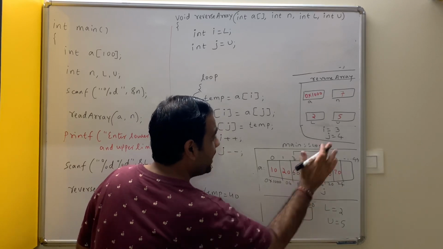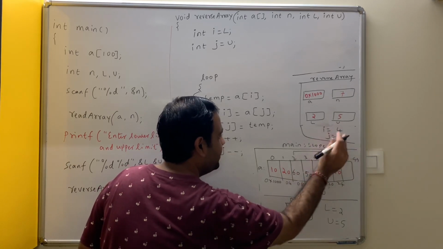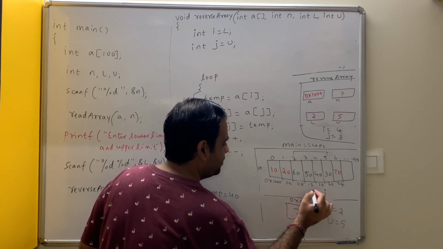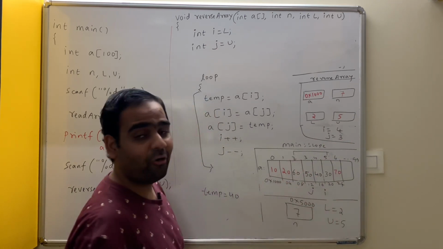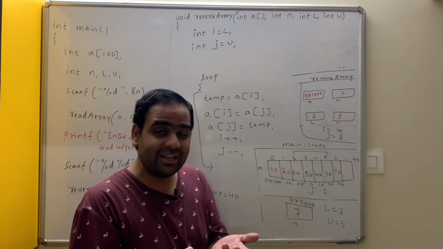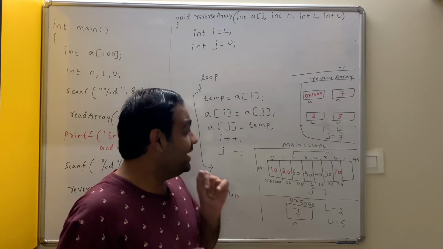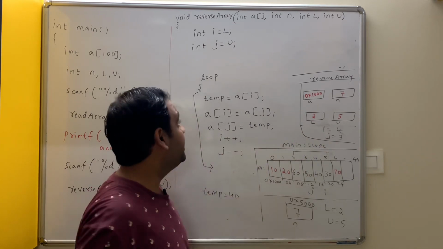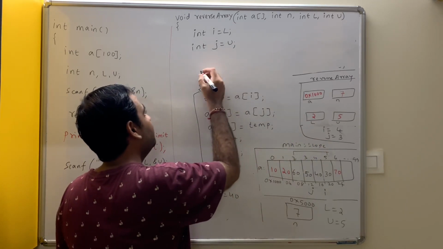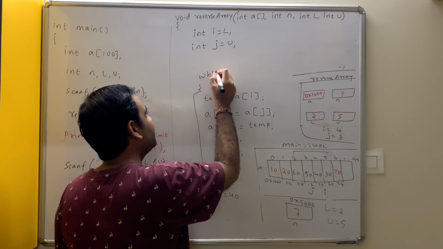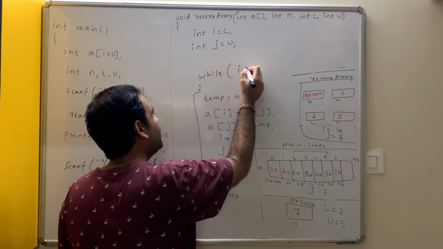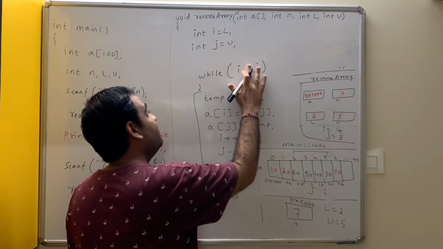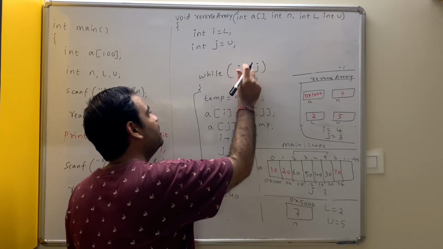Now again you say I plus plus, I becomes 4 and j minus minus, j will become 3. Now this is I and this is j. Again, do you want to swap 40 and 50 and get the original array back? No, I need to stop. When do I stop? When the value of I became greater than j. This is the stopping condition. It means I will continue when I is less than j.